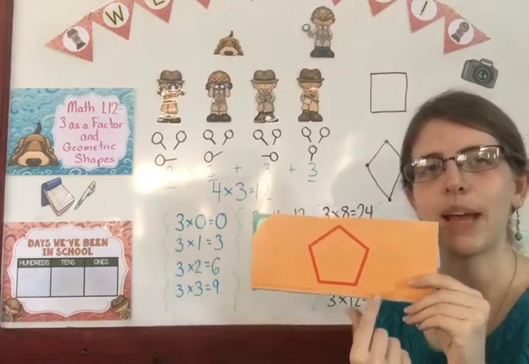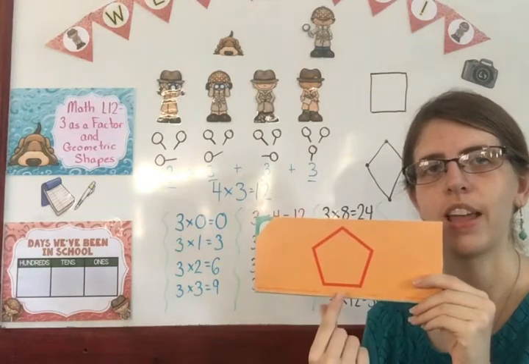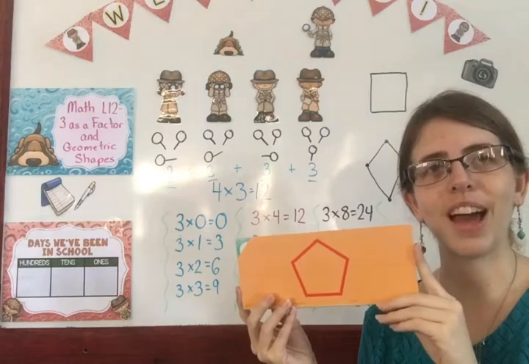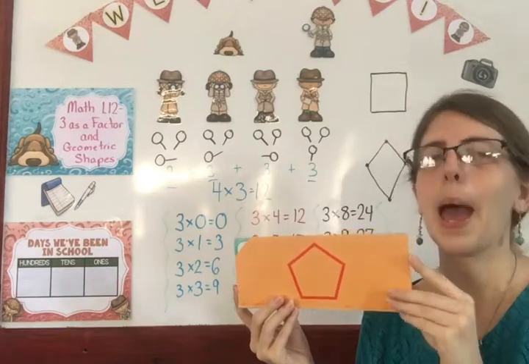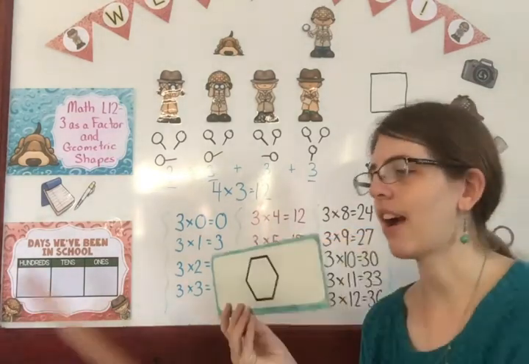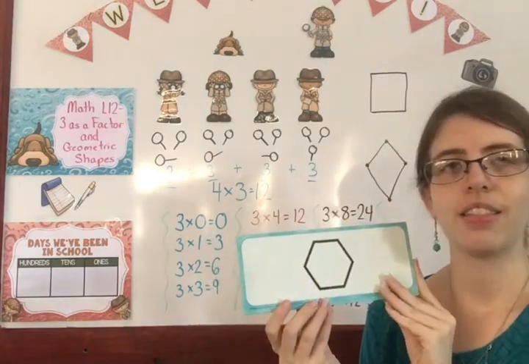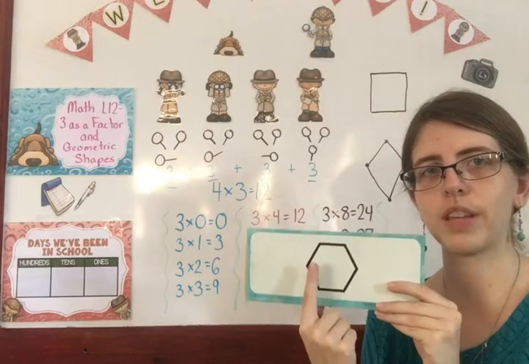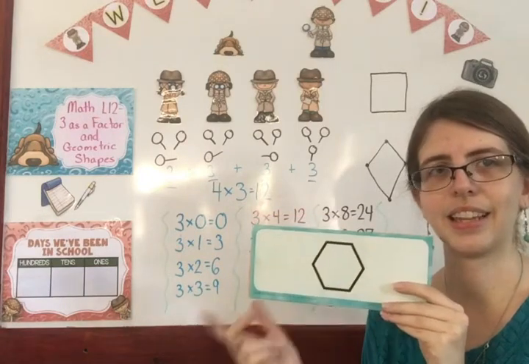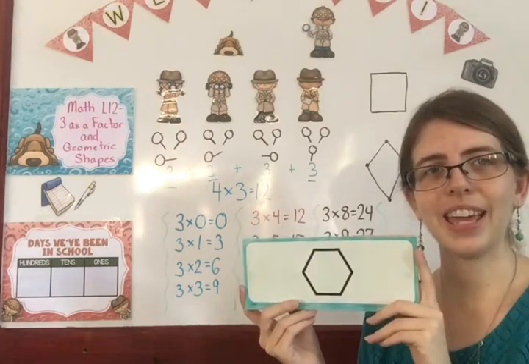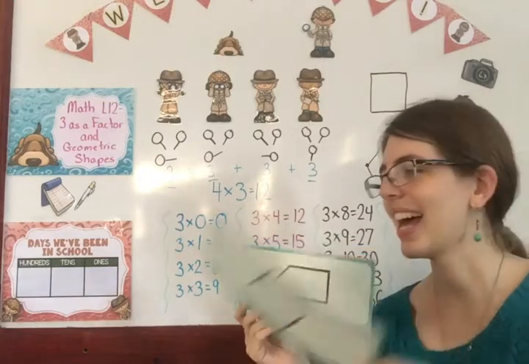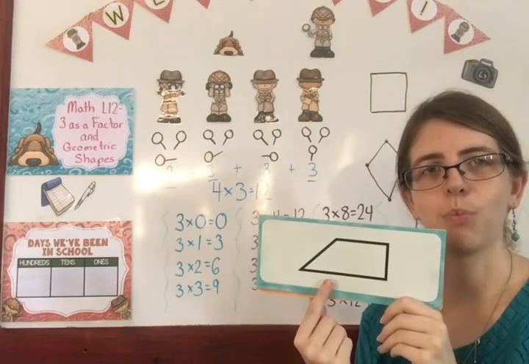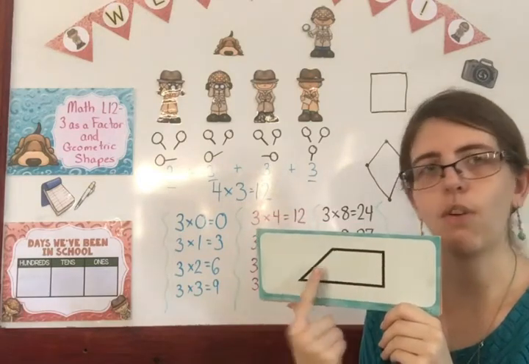This shape has how many sides? Count them. 1, 2, 3, 4, 5. So what do we call a shape with 5 sides? A pentagon. Pentagon, very good. Let's count the sides of this one. 1, 2, 3, 4, 5, 6. So this is called a hexagon. Hexagon, very good.